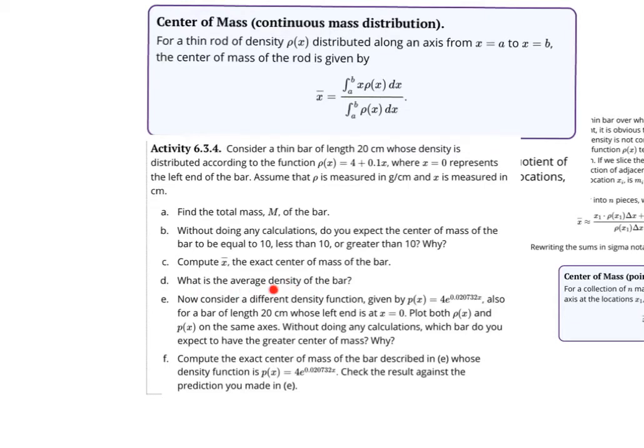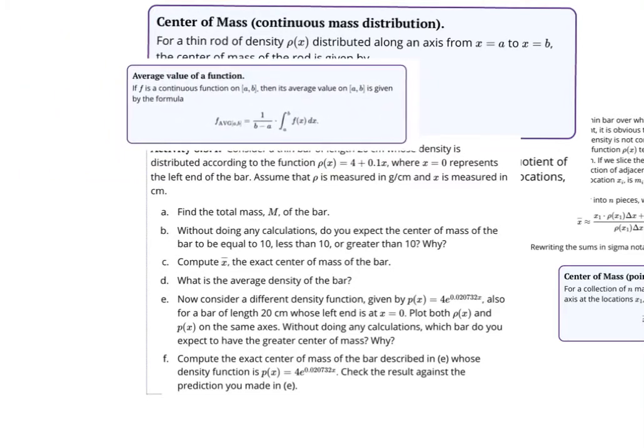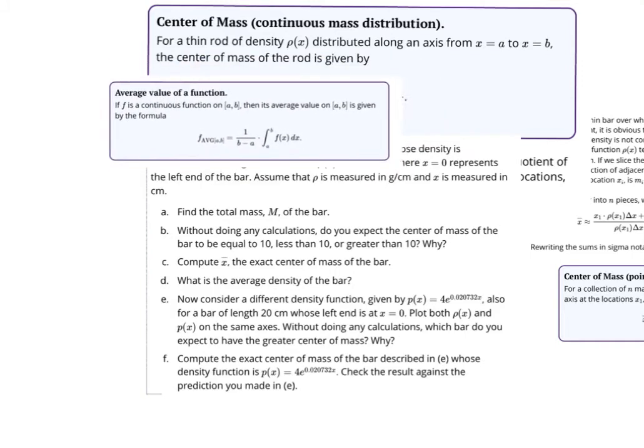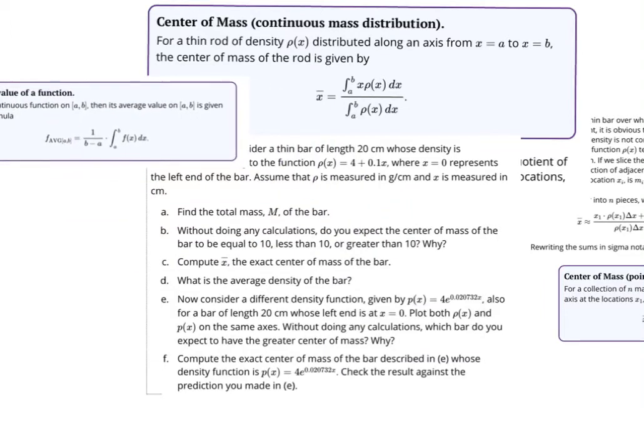The average density of the bar, for that, we need to recall the average value of a function, which is from, in this book, back in 4.3, when you first learn about the integral. So to find the average density of the bar, we're going to treat rho, our density function, as the function that we're taking the average value of. We have our A and our B, plug them into this formula, we're ready to move forward.